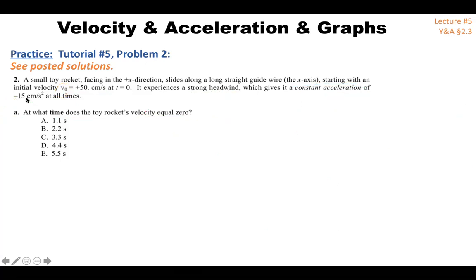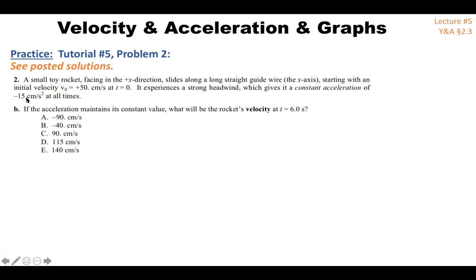That leads us to the next question, which asks, if the acceleration maintains, right, if the headwind keeps on blowing, what will be the rocket's velocity at 6 seconds? So based on our little qualitative description that I just gave you, we know that it's going to be some negative value, right? So we would expect the velocity to be negative. So same thing. Let's try and set this up starting with our definition of average acceleration. Average acceleration is equal to delta v over delta t.